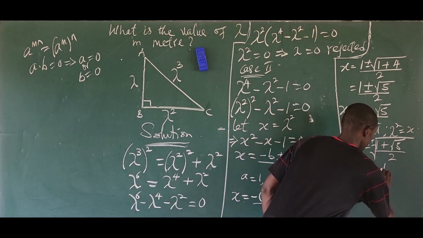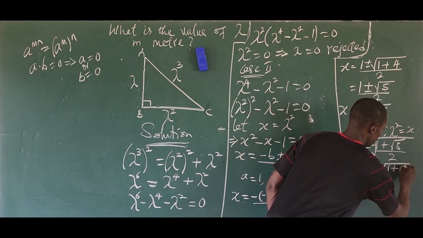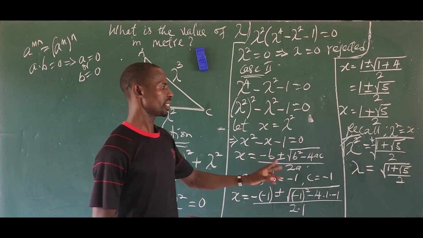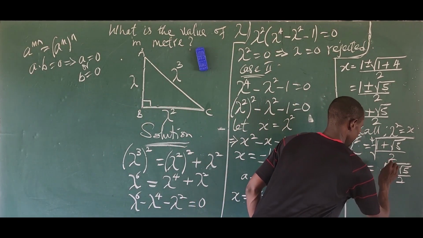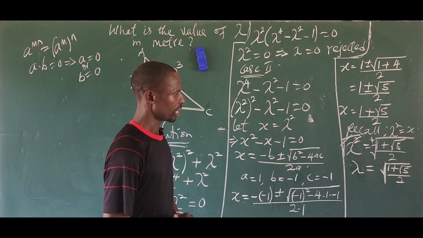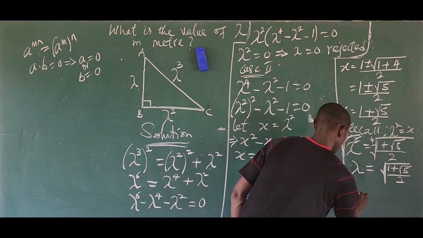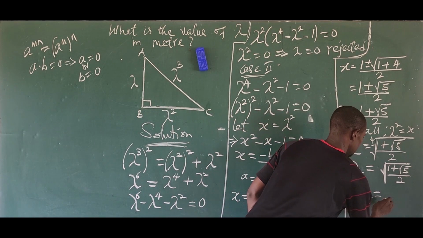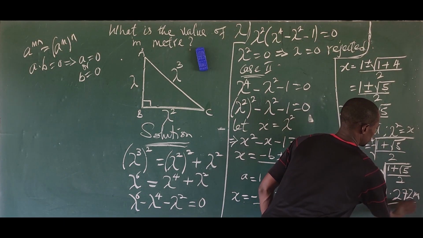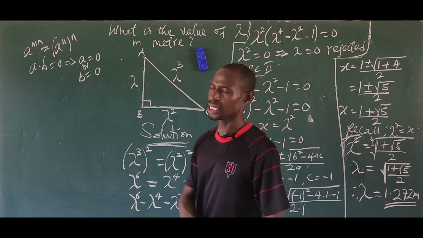So this is going to give us the square root of (1 plus the square root of 5) all over 2. If you input this into your calculator, this square root is covering everything down here. This will give you around 1.272. So we can say therefore lambda is approximately equal to 1.272 meters. That is the value of lambda that actually satisfies this expression.